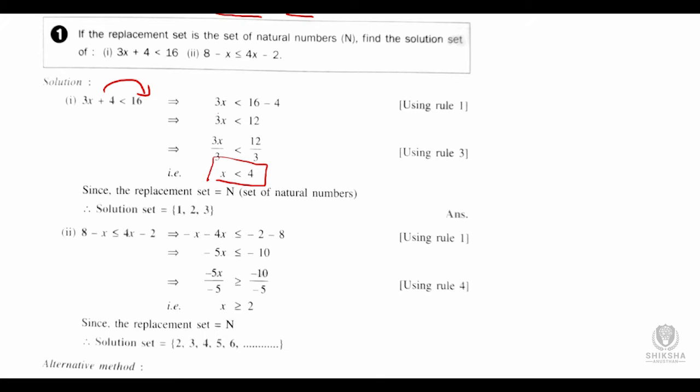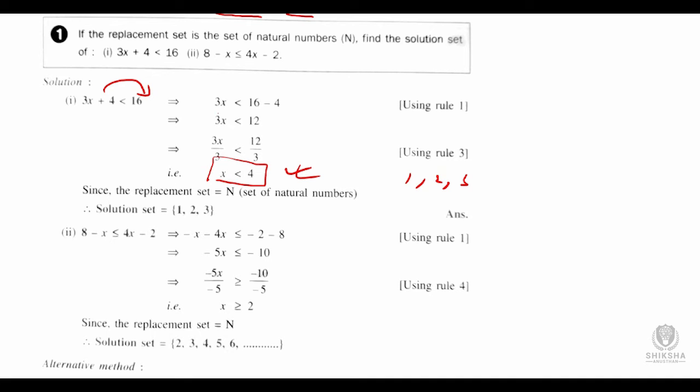Now we know the set of natural numbers is the replacement set. So from between 1 to infinity, we need to find which numbers satisfy the solution. So x less than 4. We can say 1, 2 and 3, because 4 will not be counted. As this is less than, had it been less than or equal to, then 4 would also have been included. So 1, 2 and 3 is the solution set.